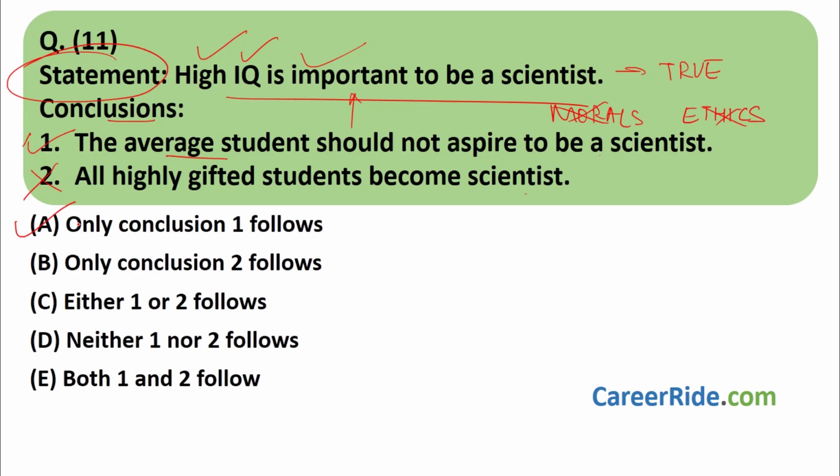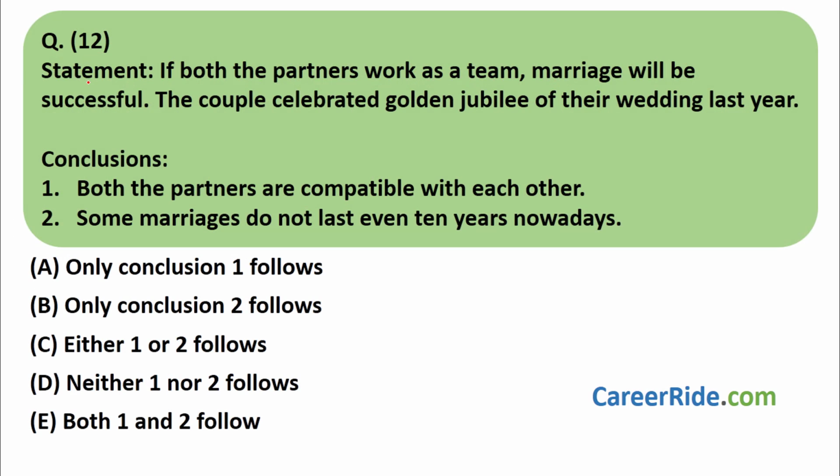Moving to the next question, question number 12. Statement: if both the partners work as a team, marriage will be successful. The couple celebrated the golden jubilee of their wedding last year. Conclusions: both the partners are compatible with each other. Second conclusion: some marriages do not last even 10 years nowadays.